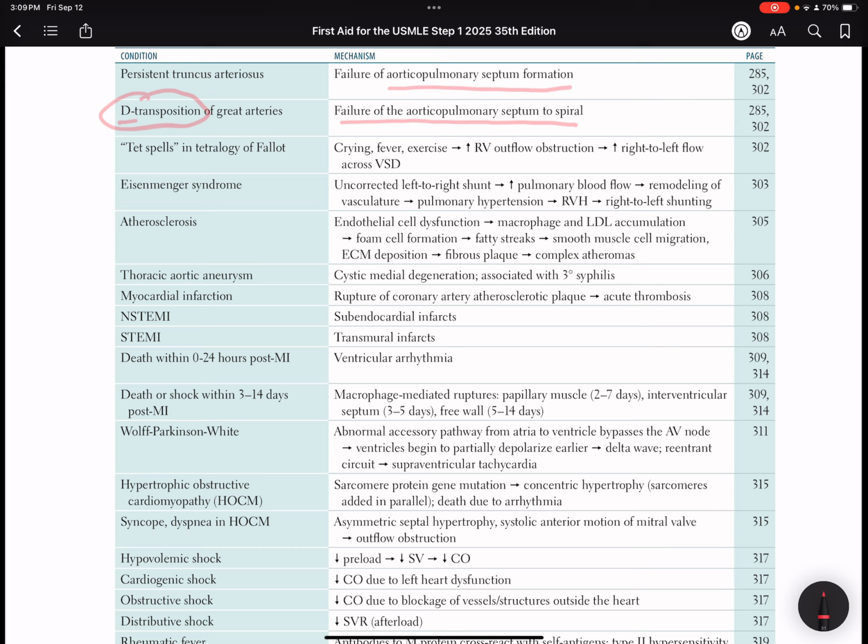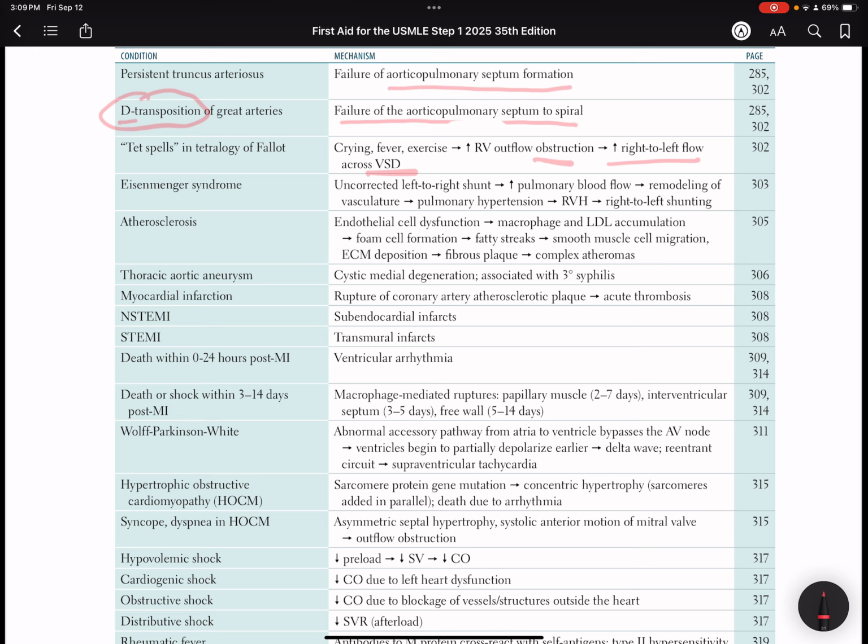Then we have tet spells in tetralogy of Fallot. You see mainly crying, fever, and exercise that increase right ventricular outflow obstruction. This leads to increased right to left flow across the VSD.